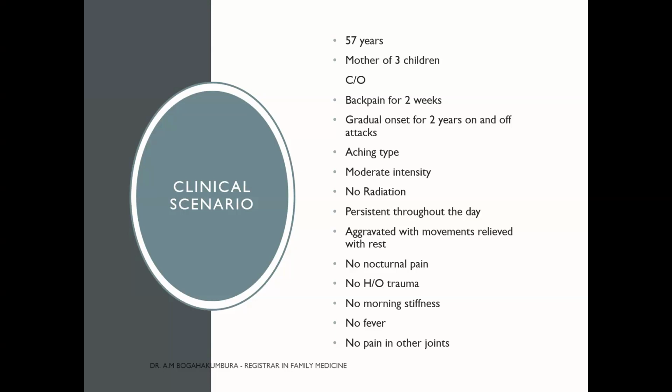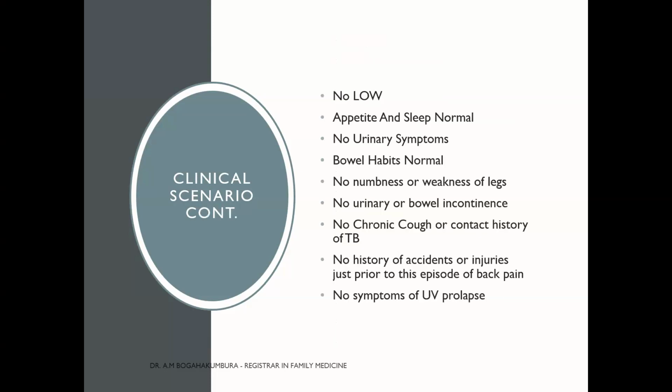She had no nocturnal pain, no history of any trauma, no morning stiffness, no fever, no pain in other joints. She had no loss of weight. Appetite and sleep were normal. She had no urinary symptoms. Bowel habits were normal. She had no numbness or weakness of legs, no urinary or bowel incontinence. She has had no chronic cough or contact history of tuberculosis.